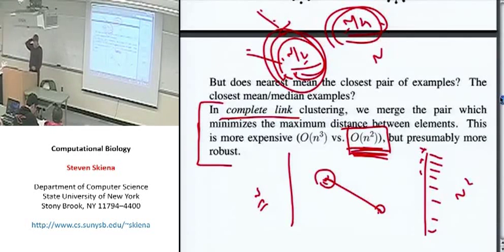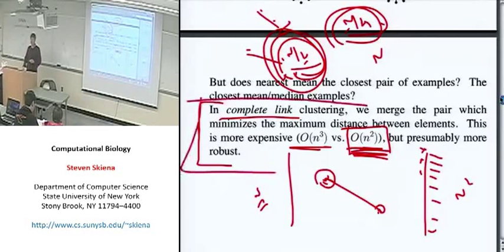So essentially, I'm spending quadratic time evaluating the distance between a pair of clusters in each round. And that's where the n cubed thing comes from. Does everybody get that idea? Okay, there might be faster ways to evaluate these things. But bottom line is that complete link clustering is more expensive, probably more robust, produces rounder clusters, but is more time consuming than single linkage clustering.